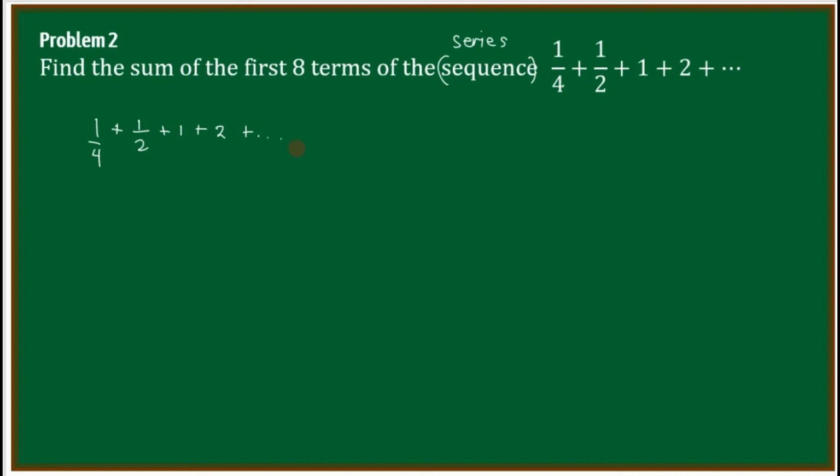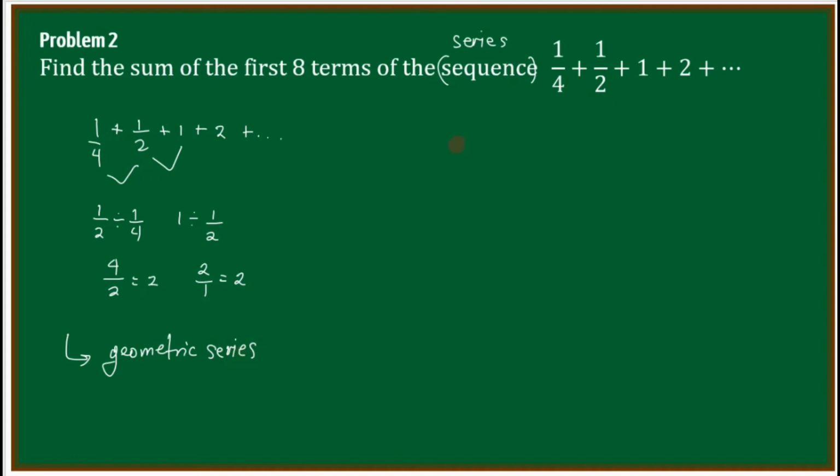Check natin kung meron siyang common ratio. So, i-divide lang natin 'yung second sa first. So, 1/2 divided by 1/4. So, cross multiply. 4 times 1 is 4 over 2. So, 2. Then, 1 divided by 1/2. Cross multiply. 1 times 2 is 2 over 1 equals 2. So, as you can see, may common ratio. So, kapag may common ratio, ang sequence or series natin is a geometric series.